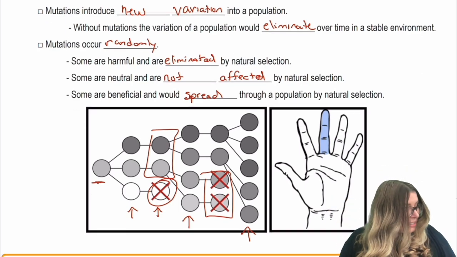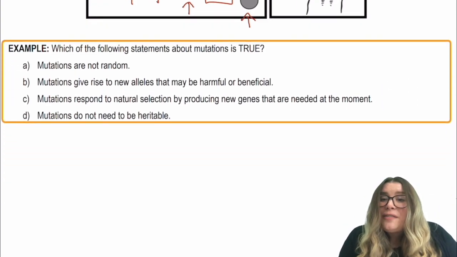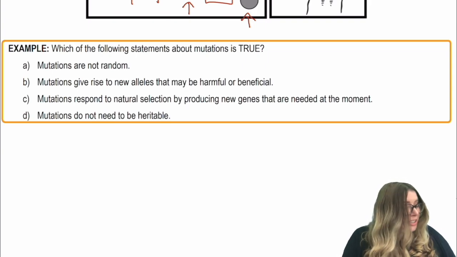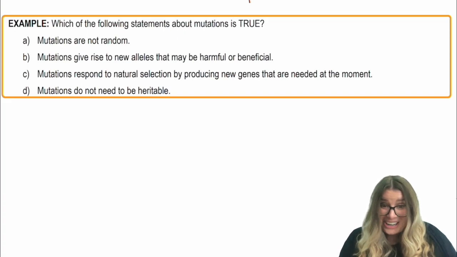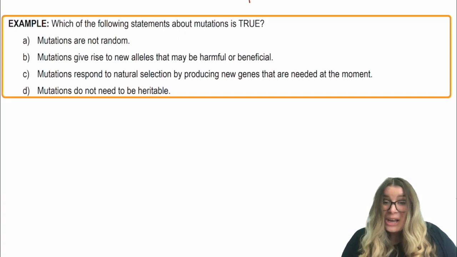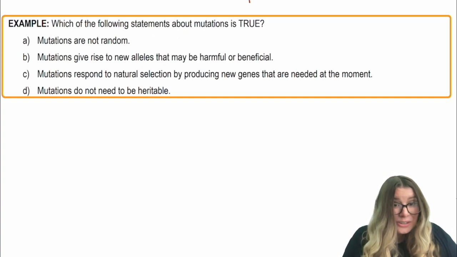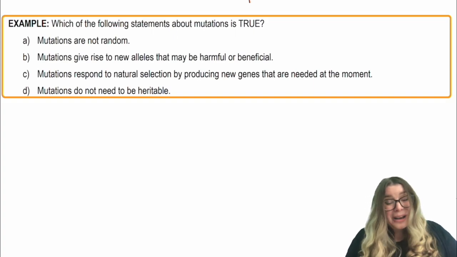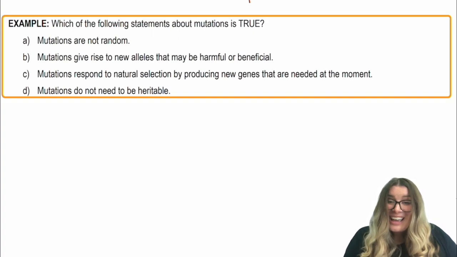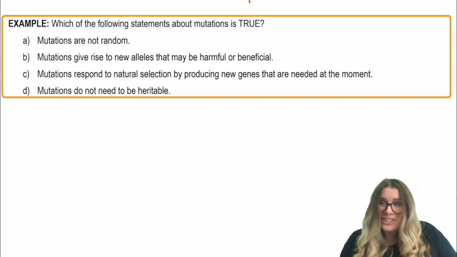Now let's do a practice problem. This practice problem says, which of the following statements about mutations is true? We need to remember a few things that we said about mutations just a moment ago to answer this. We said that mutations happen randomly, so we can have harmful ones, neutral ones, and beneficial ones. We also said that mutations have to be heritable. We have to pass them on from parent to offspring. And additionally, we said that mutations are how we get new variation into a population.